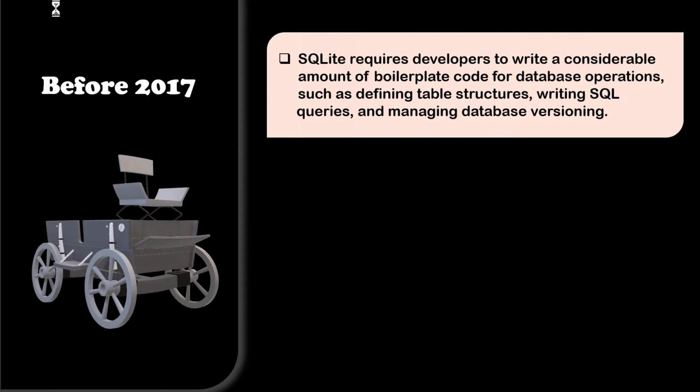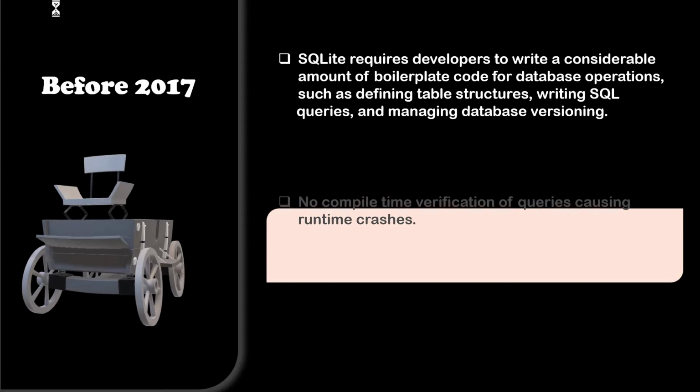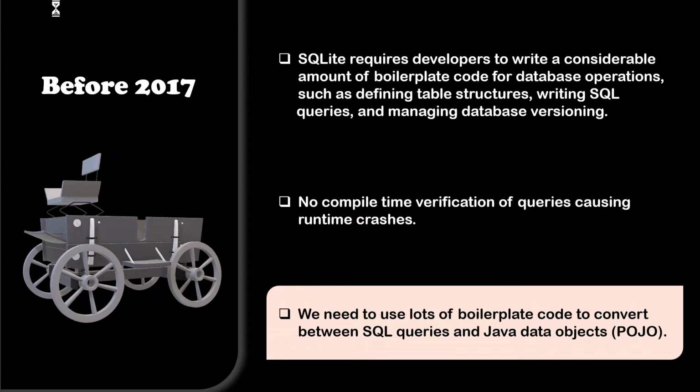Before 2017 there was no Room library, so we needed to write a lot of boilerplate code for database operations such as defining table structures, writing SQL queries and database migrations. There was no compile time verification of our queries, and we used to get a lot of crashes because of that. And again, we needed to write a lot of boilerplate code in order to convert SQL queries and Java data objects, that is POJO.